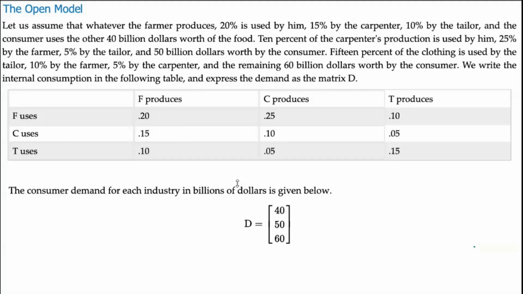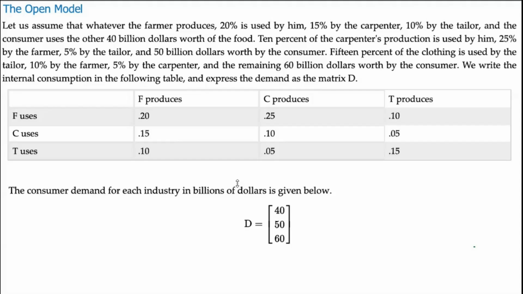So notice the information given, right? In this particular economy, the farmer is producing whatever the farmer produces, sorry, we don't know that. 20% he uses, 15% the carpenter uses, 10% the tailor uses. And there's a surplus. And they say that the consumer uses that. And they put it in dollars, $40 billion worth of food.